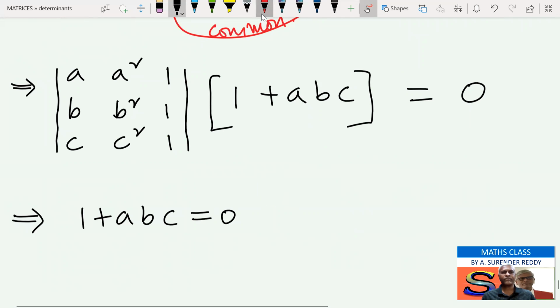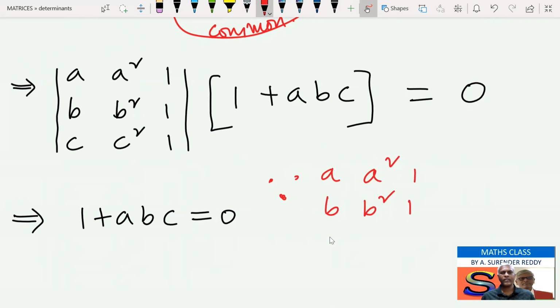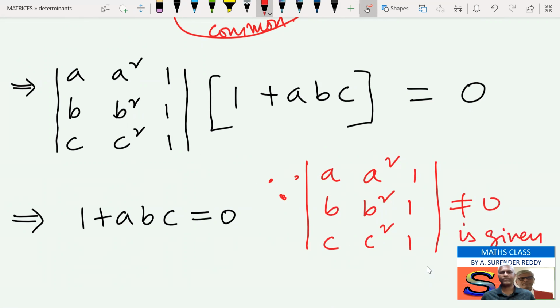Since this second 1 plus A plus B becomes 0, why? This one is not 0: A square 1, B square 1, C square 1. This is not equal to 0. This is given in the question. So since it is given, this is not equal to 0.